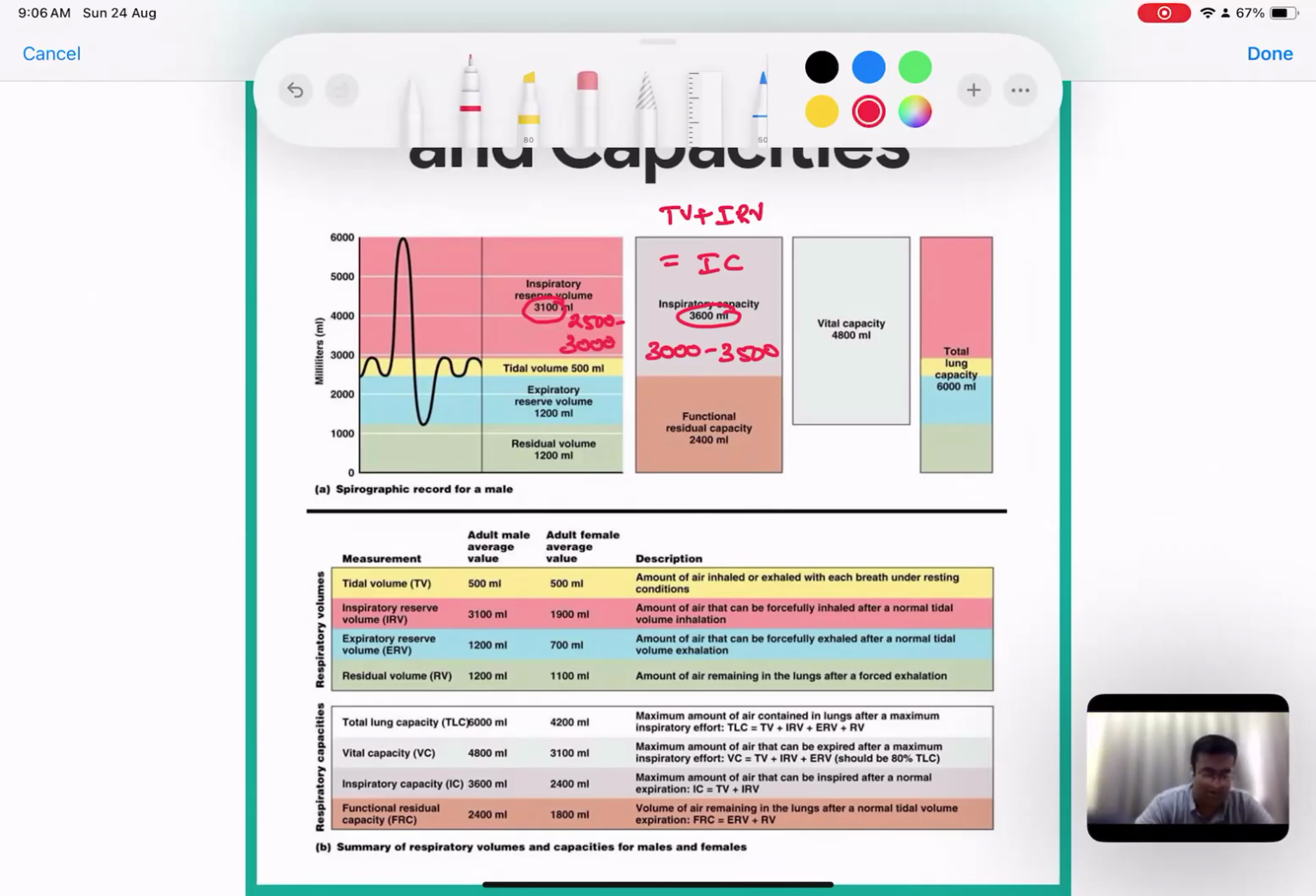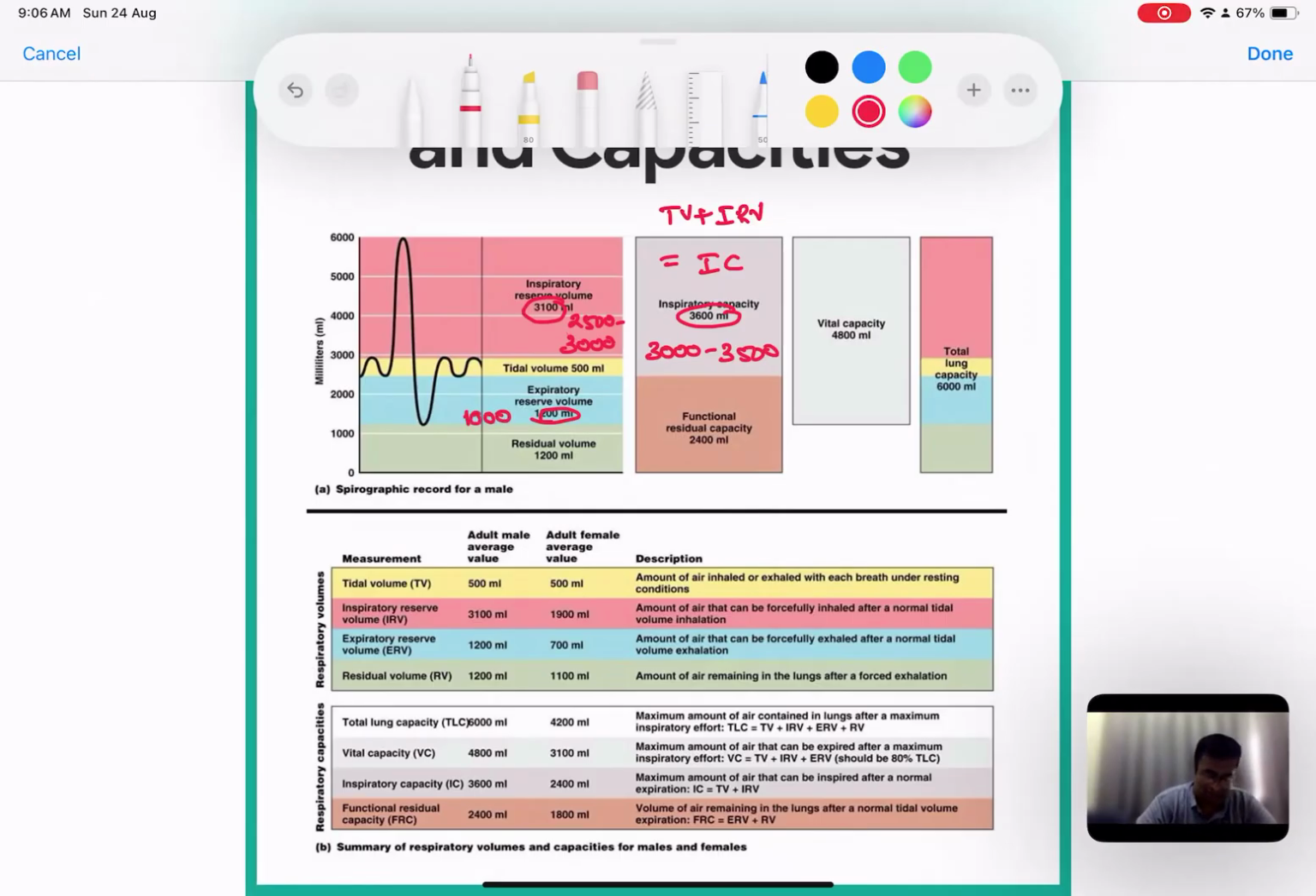And that's why the inspiratory capacity is about 3000 to 3500 ml. Okay. Now, the next term is expiratory reserve volume. That's the amount of air a person can forcibly breathe out after a normal expiration. After a normal expiration, the amount of air that a person can still forcibly exhale is called expiratory reserve volume, which is about 1000 ml.